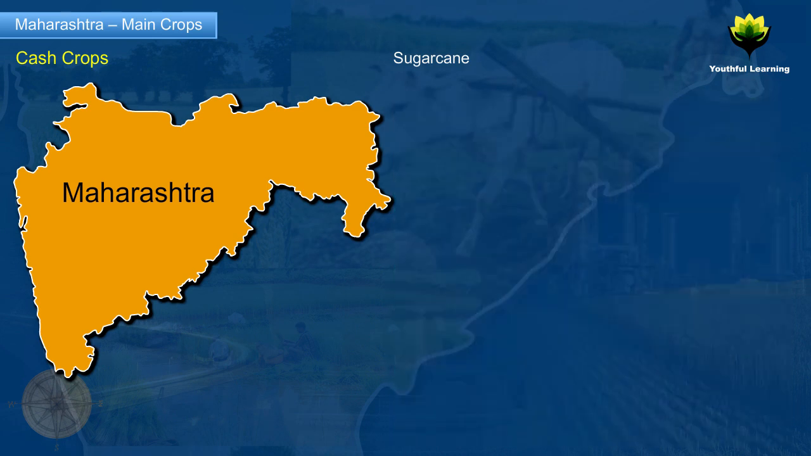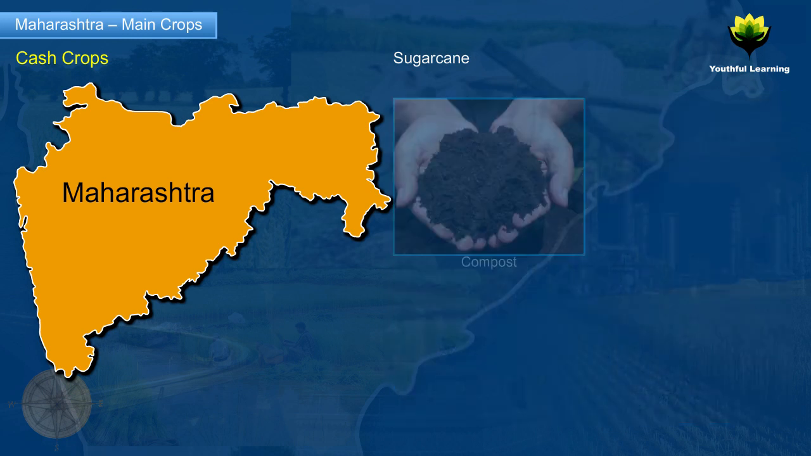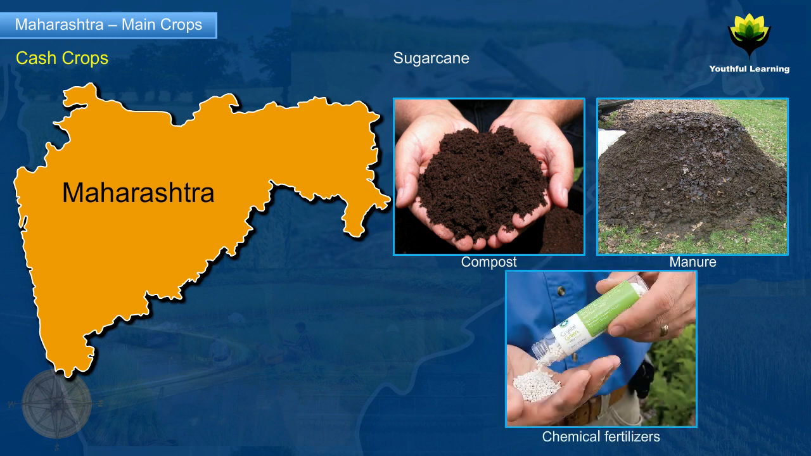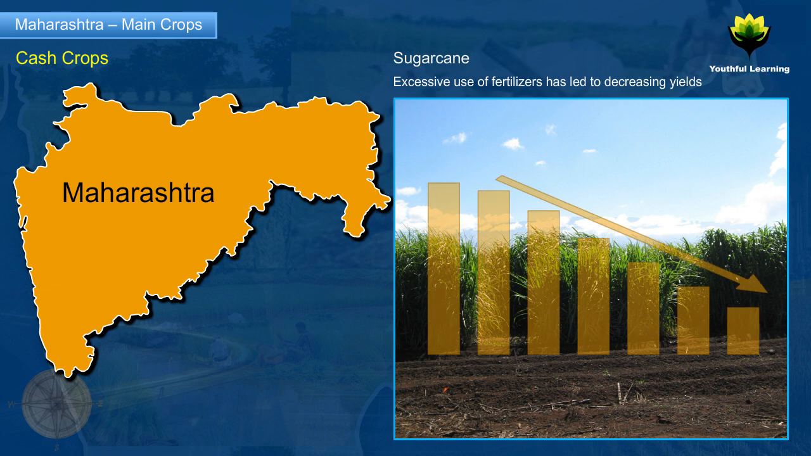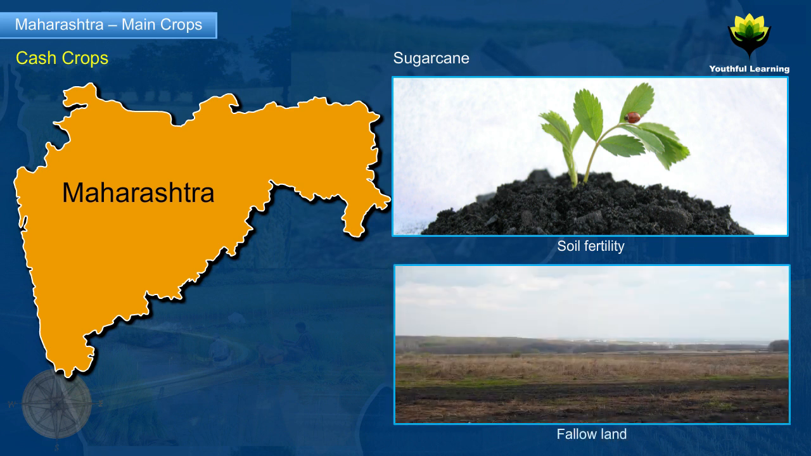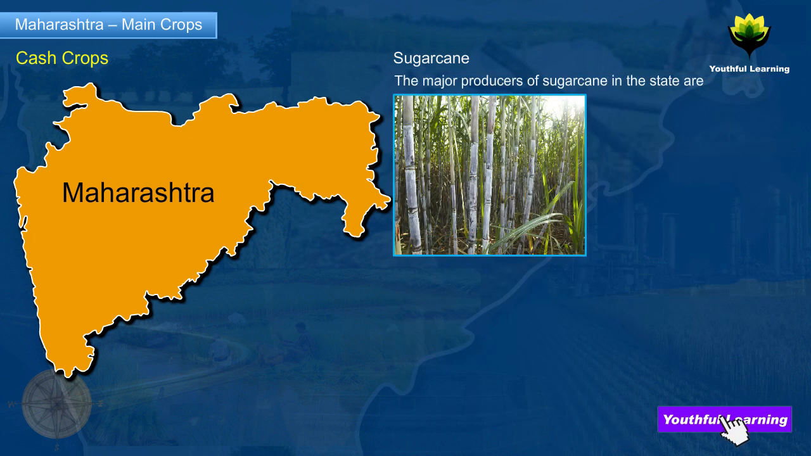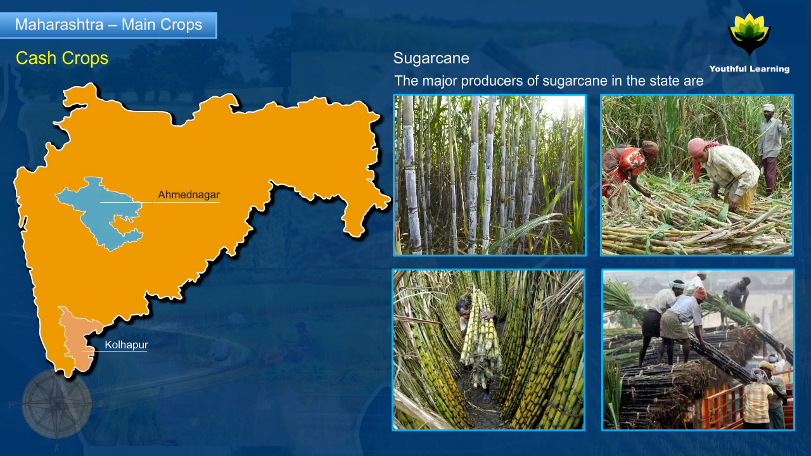Sugarcane absorbs a good amount of nutrients from the soil. Hence, huge quantities of compost, manure and chemical fertilizers are used to grow the crop. This excessive use of fertilizers over the years has led to decreasing yields and ultimately decline in soil fertility and formation of fallow land. The major producers of sugarcane in the state are Kolhapur, Ahmednagar, Satara, Solapur and Pune.